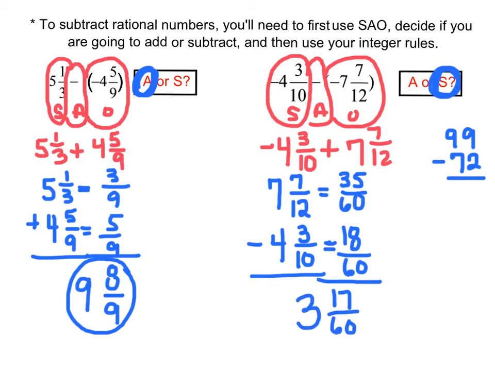So now we have to decide if our answer is positive or negative. So we go back to our problem. We see which mixed number is bigger. That would be this one right here. And since it's positive, that means our final answer is positive. So 3 and 17/60.